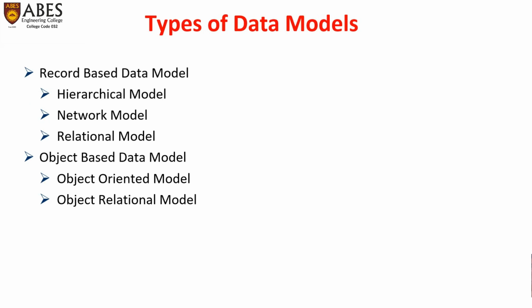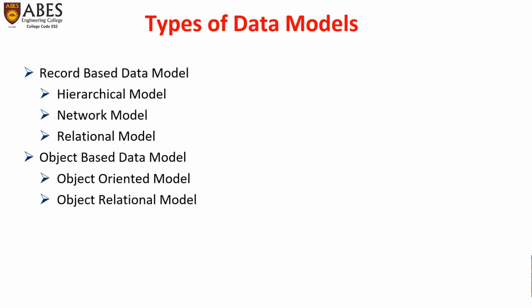Now there are two types of data models. First one is the record-based data model, and second one is the object-based data model. In a record-based data model, we have three types of model. First one is the hierarchical model, second one is the network model, and the relational model. Most important is the relational model. In an object-based data model, there are two types of model. First one is the object-oriented model, and second one is the object relational model.